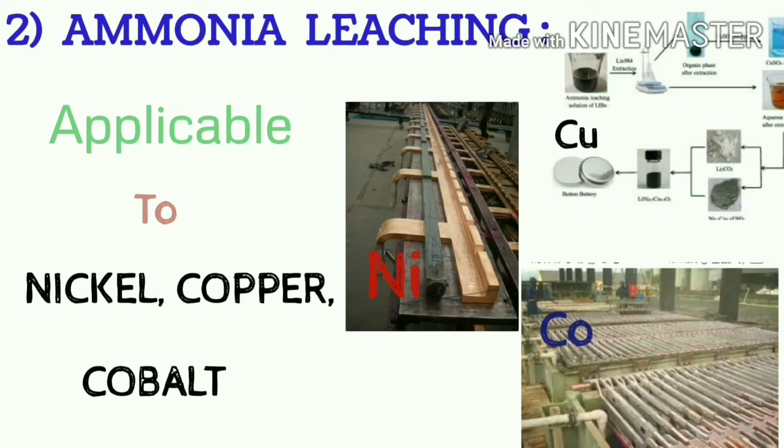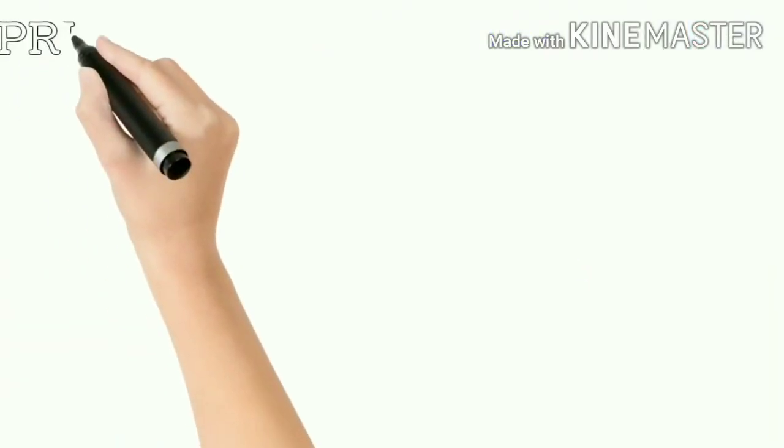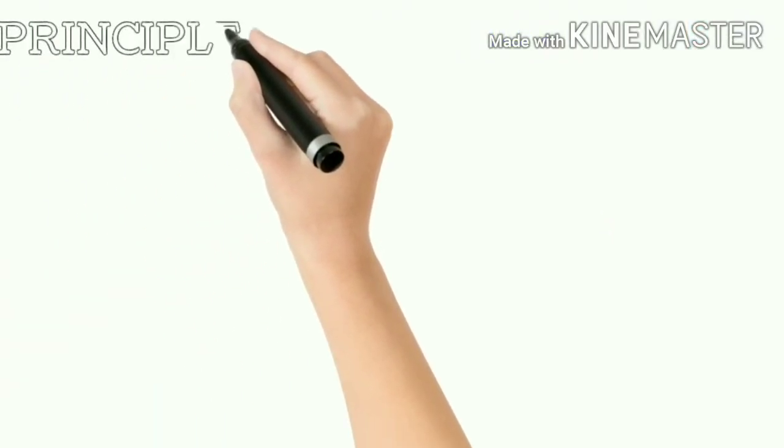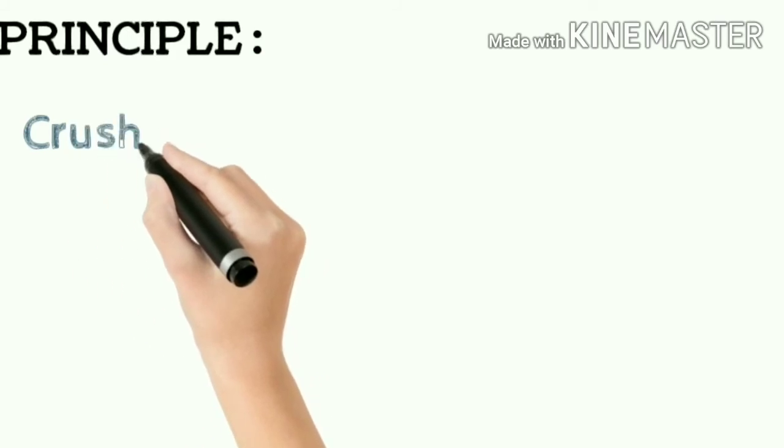Here the point is where the gangue particles are insoluble, they'll settle down. So let's see the principle of this ammonia leaching.